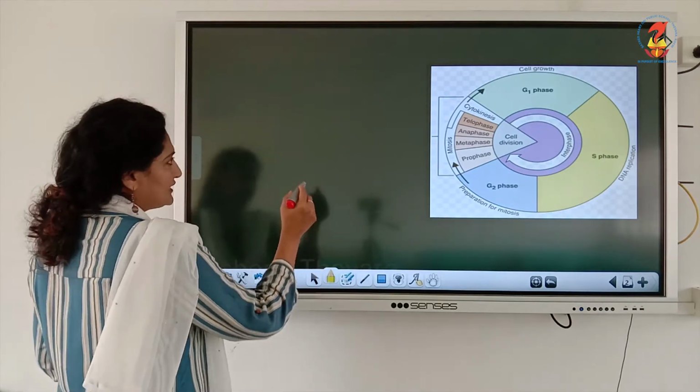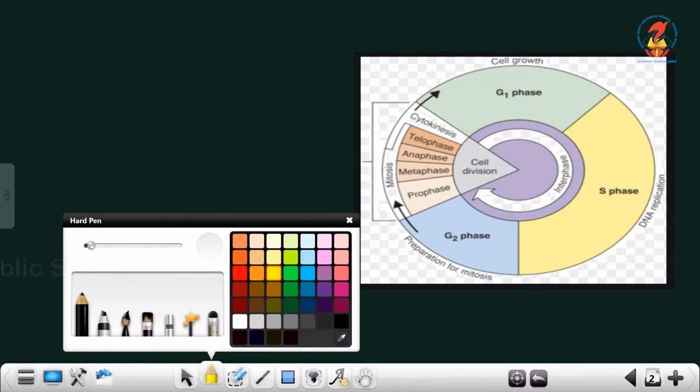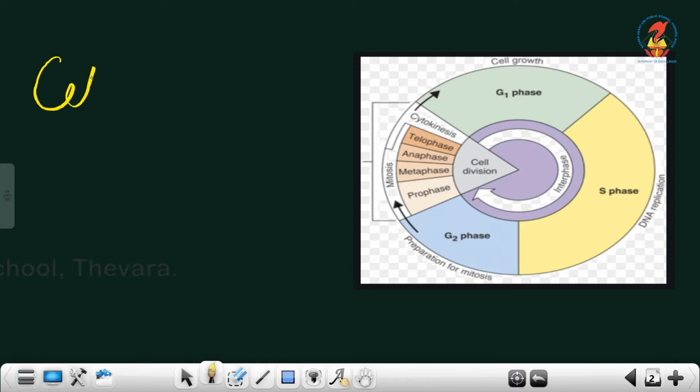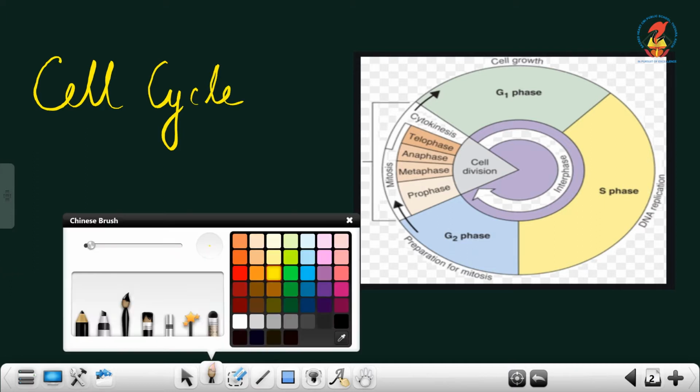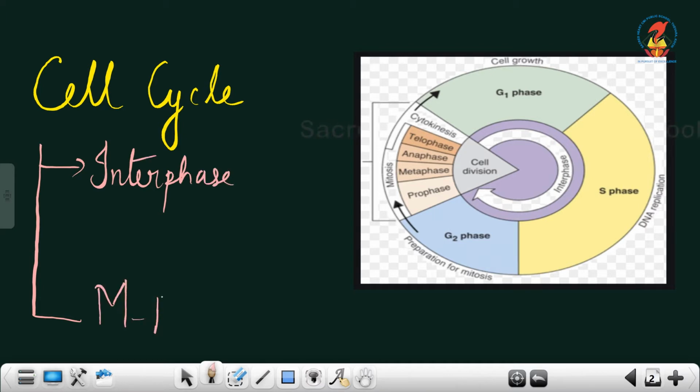It is broadly divided into two phases. The two phases are interphase and M phase.